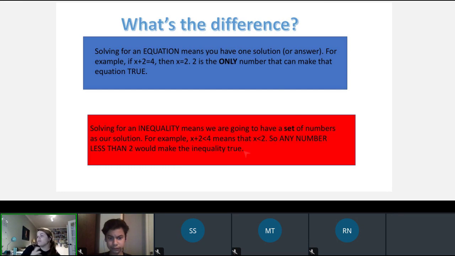So again, I'm going to solve them mostly in the same way. Subtract 2 from both sides, and I get x is less than 2. So this means that any number that is less than 2 would make my inequality true. So I could have 0, I could have negative 2, I could have negative 200. Any number less than 2 makes the inequality true.